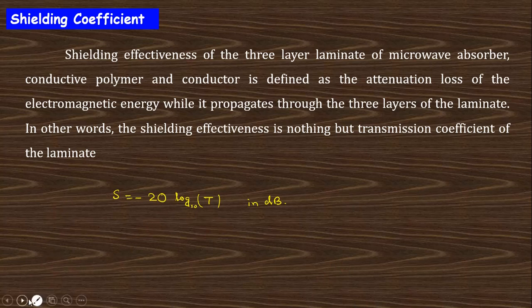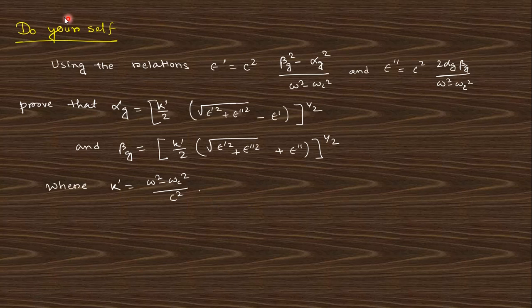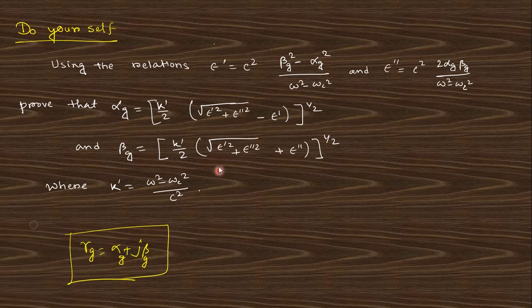Clear? That's it for today, and this is your homework. You can do this by the relations which we already obtained. That means from the values of epsilon, the real part and the imaginary part, from this alpha and beta, you remember gamma g equals alpha plus j beta g. Clear? So you can find the gamma g value from these two values. So you do this yourself. You can do this very easily. So that's it for today.